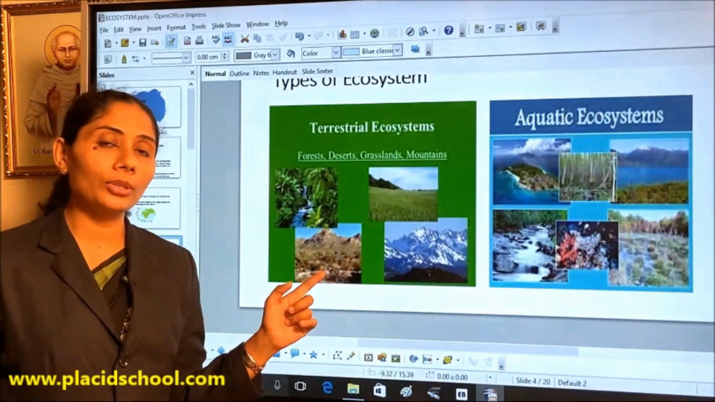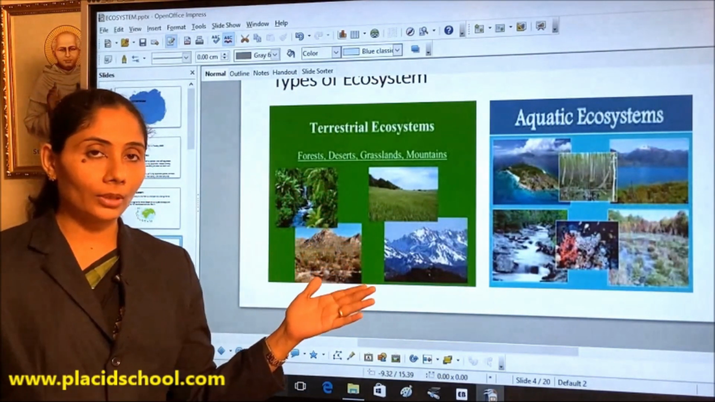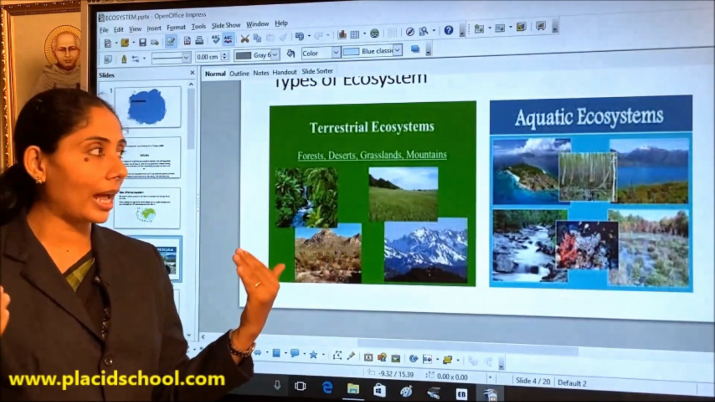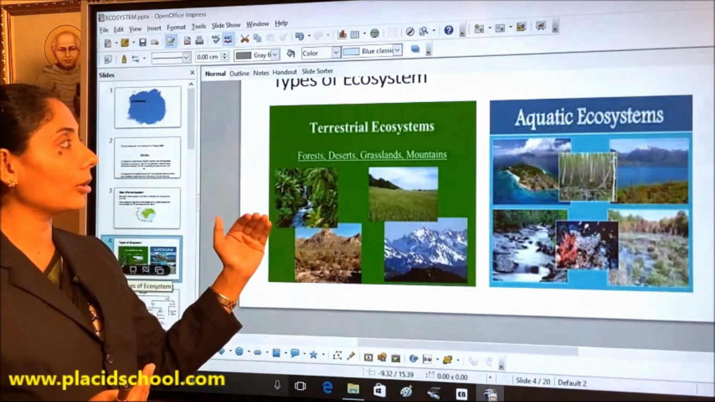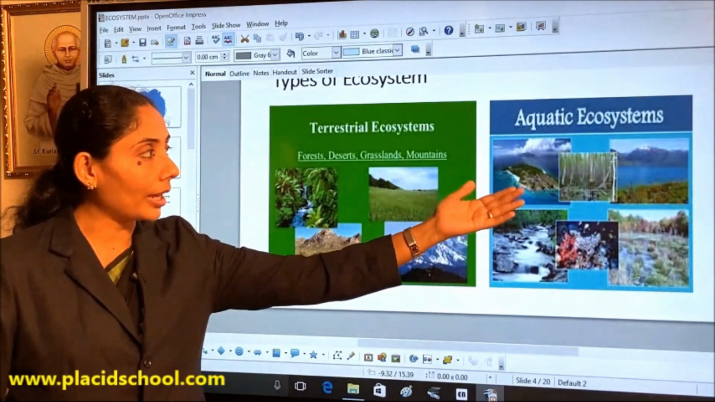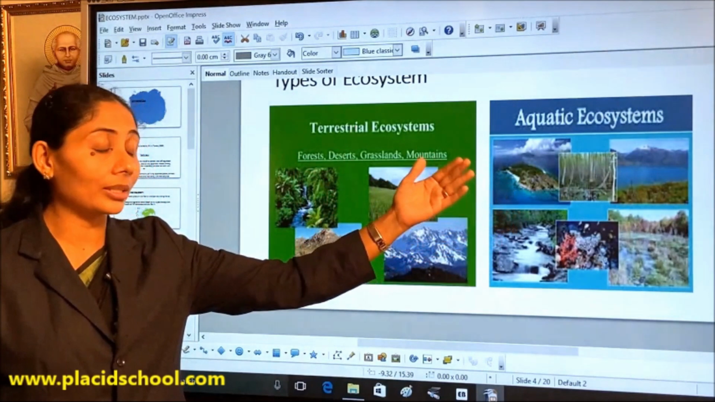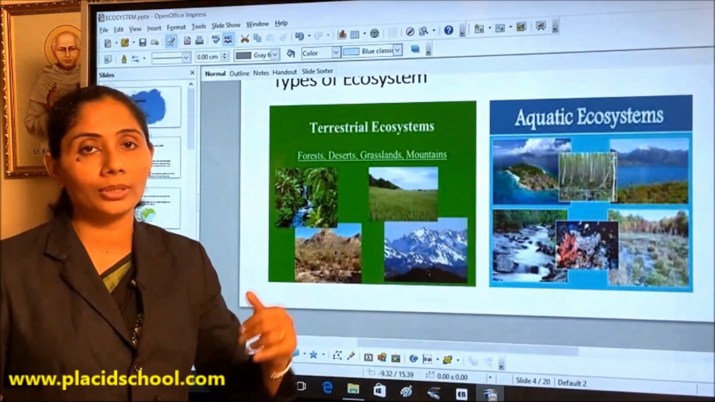Now, types of ecosystem, we can broadly classify. You know that the earth, as I told you, is a global ecosystem. The earth comprises both land and water. So let us assume the land part of the globe as a terrestrial ecosystem, and the area which contains water, you know that 70% of the earth comprises water, forms the aquatic ecosystem.